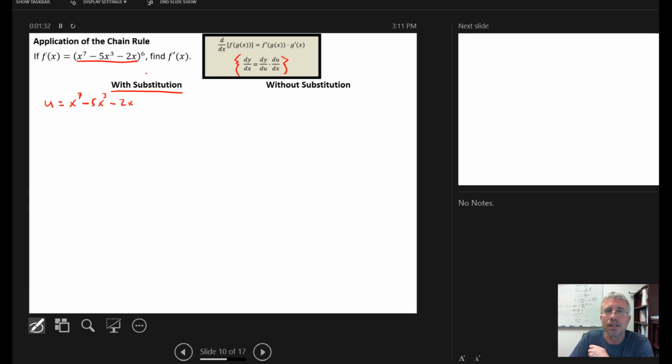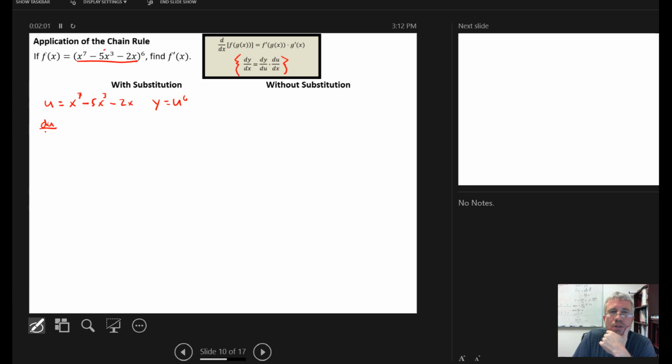And then the outer function is going to be the function y equals, and I'm replacing this stuff here with u, so it's going to be y equals u to the 6th. So we get y equals u to the 6th power. And then the derivative of it, dy dx, is equal to dy du times du dx. So first you take the derivative here, du dx.